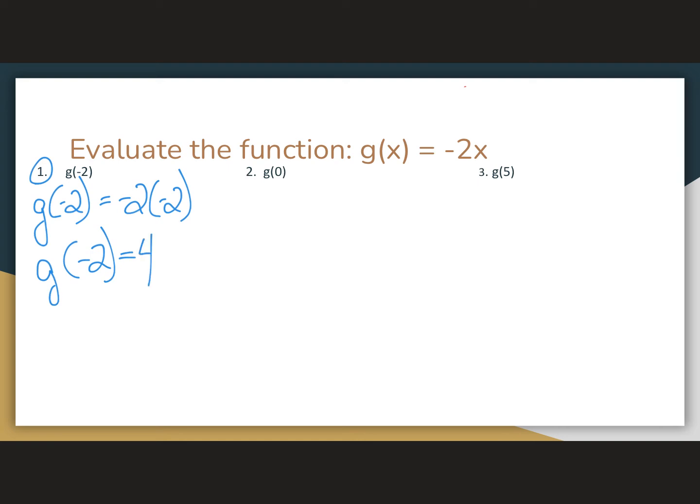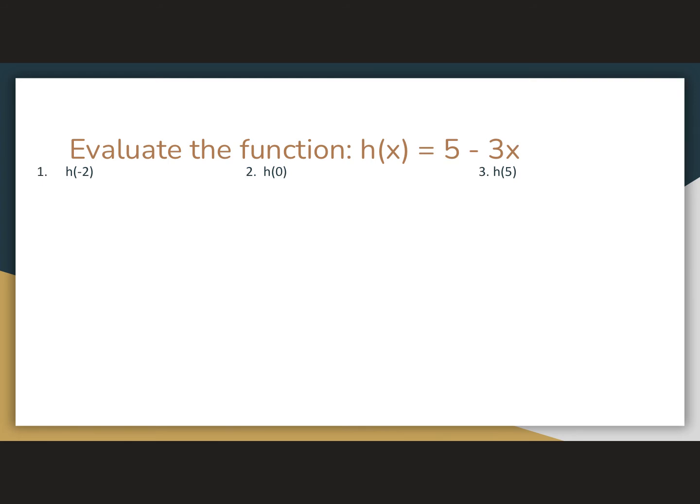Pause the video now and try to find g of 0 and g of 5. Okay, when you come back in, I should see your work and your notes, but you should have g of 0 equals 0 and g of 5 equals negative 10. If you got those wrong, check your work.